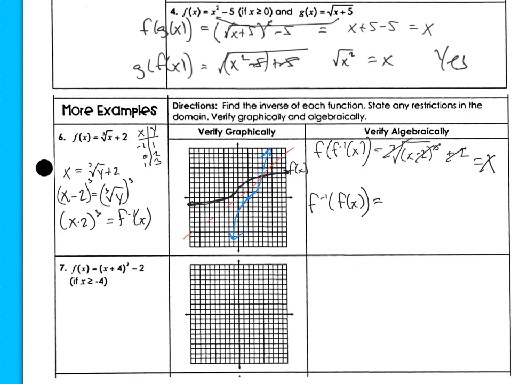We showed on the graph that it does work, so if the algebra doesn't work out, then we know you have a mistake somewhere. So we're going to take the inverse, which says something minus 2 cubed. And we're going to put the function back into it, which is the cube root of x, and then the plus 2 sticks out. So the 2's add up to 0. The powers and the radical sign there cancel each other out, and we do end up with the x. So it actually worked out pretty good.